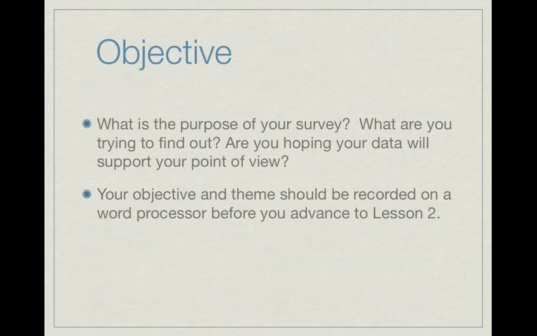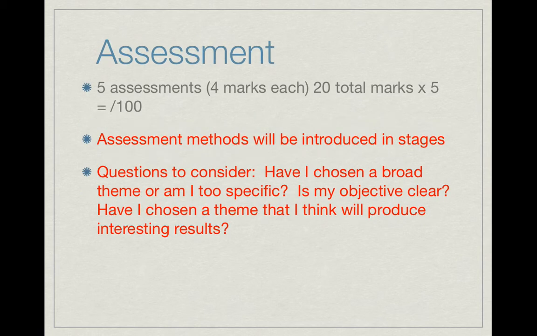You need an objective, as mentioned. So after you pick a theme, you need to figure out what is the purpose of your survey. What are you trying to find out? Are you hoping your data will support your point of view? Your objective and theme should be recorded on a word processor before you advance to lesson 2. So before I see you looking at lesson 2, that needs to be done. You need to have a theme or topic, and you need to have an objective. What is it that you want to find out?